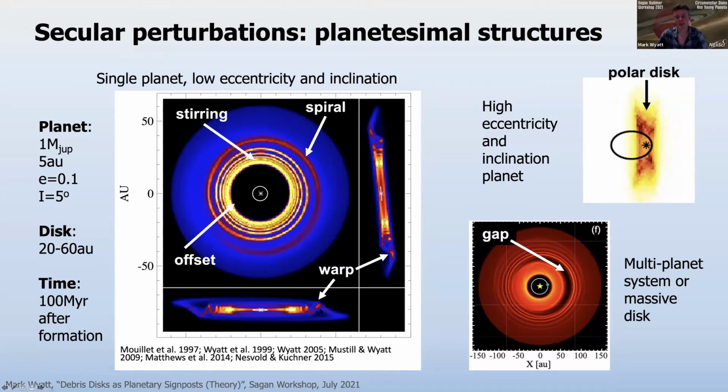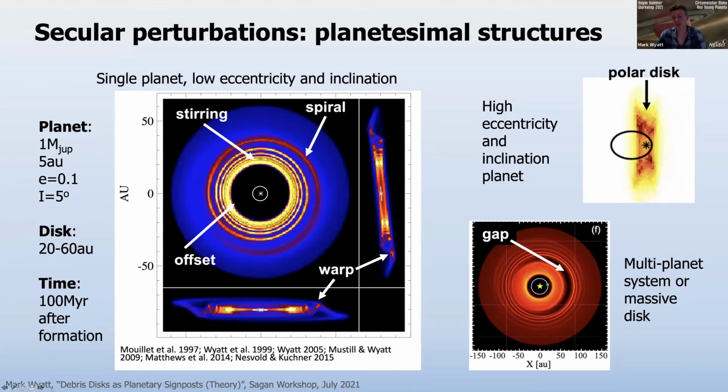And if the planet is inclined to the disk, then you also get a warp propagating through the disk. If the planet is very inclined to the disk, then you can get something that is slightly counterintuitive, which is a disk that is no longer coplanar with the planet's orbit, but is actually orthogonal to the planet's orbit, which is here in this image. If we have a multiple planet system, then you can get what are called secular resonances, and those can carve gaps in a broad disk. And you can get these gaps not only if you have a multiple planet system, but if you have a single planet system and a massive disk.